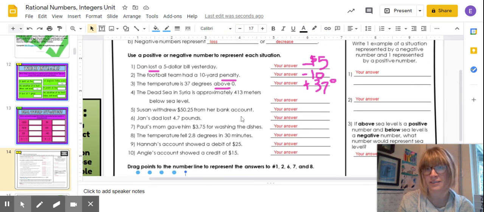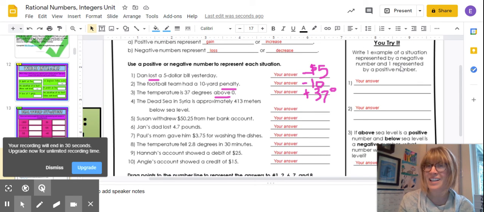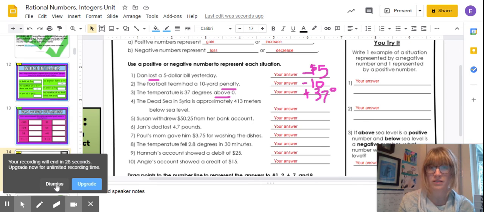All right. Oh, and finally, you get to come up with some of your own examples over here for using either an increase or a loss. So you can think about some times in your life or situations that you can describe.